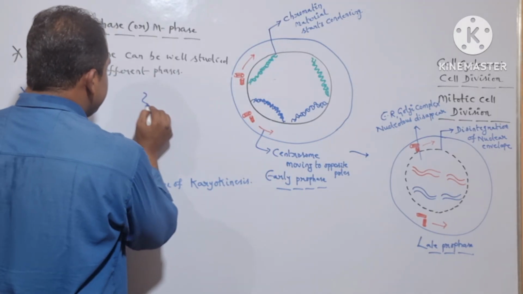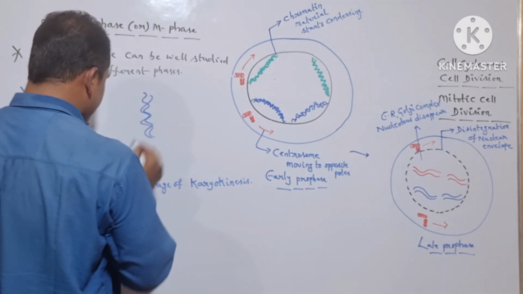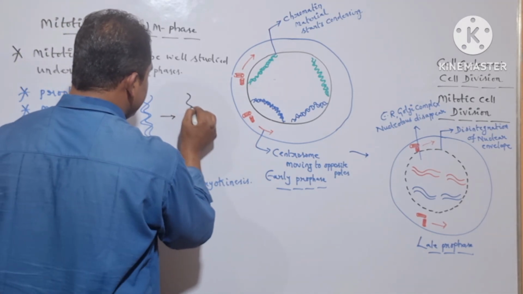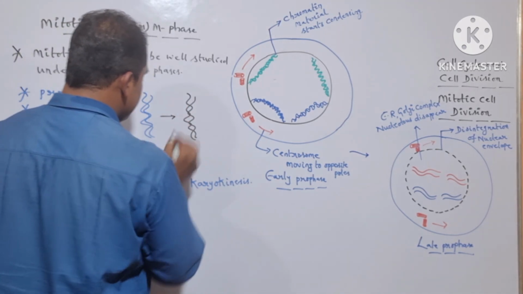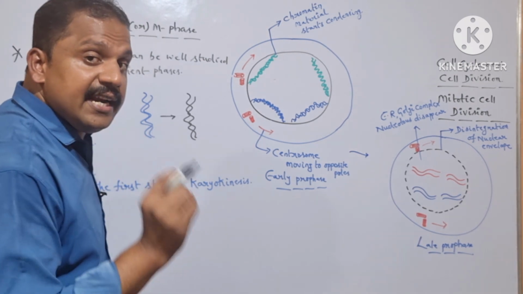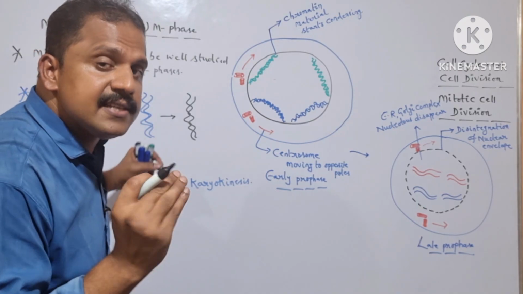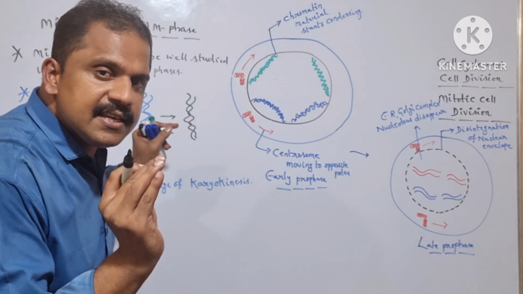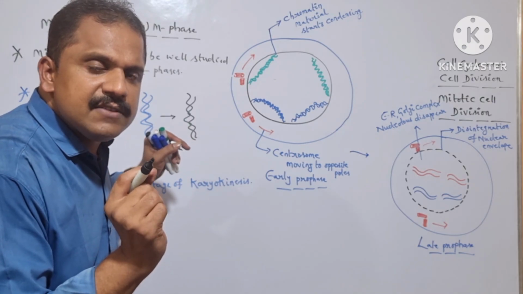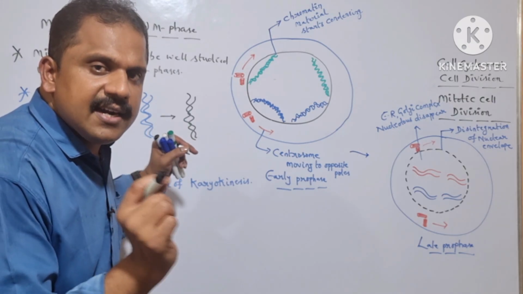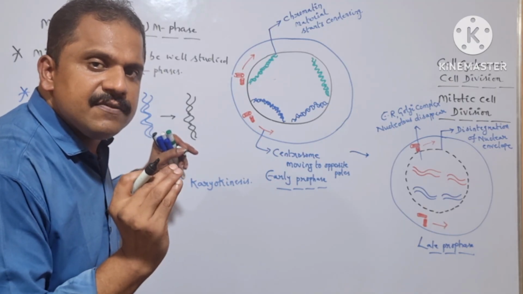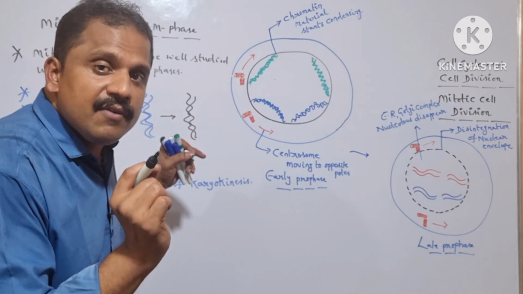So let us assume this is the parental DNA, and here is the daughter DNA, right? So here both the parental DNA and the daughter DNA remain in intertwined form. That means they won't remain in separate form during the interphase stage of the cell cycle, because during the interphase stage, the chromatin material remains in decondensed form. That is the reason why both the parental DNA and the daughter DNA remain in intertwined form during the interphase stage.